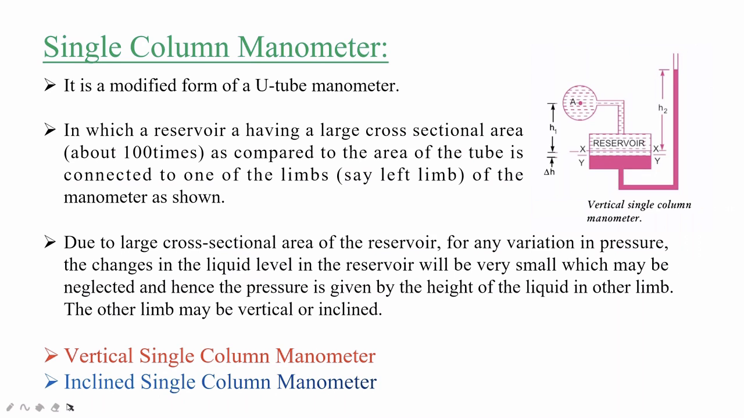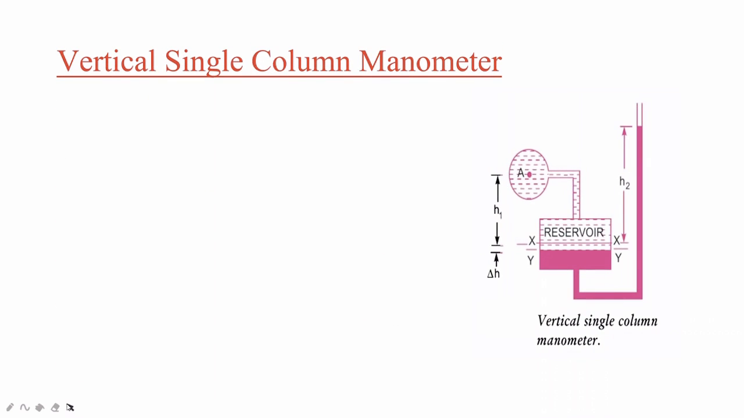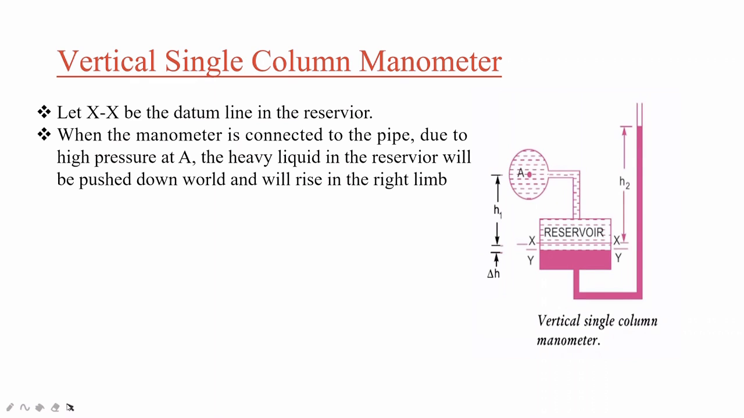So first we will see, if a vertical single column manometer is given, what is the procedure we do, or how we derive the formula from it. When you see that, you will get to understand clearly. So this vertical single column manometer, the same figure. Here we will follow the same procedure as in the last slides, where we took A as the datum.